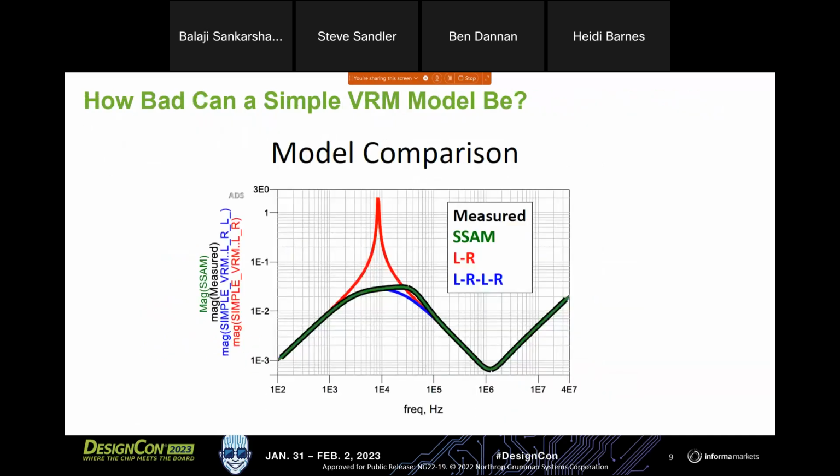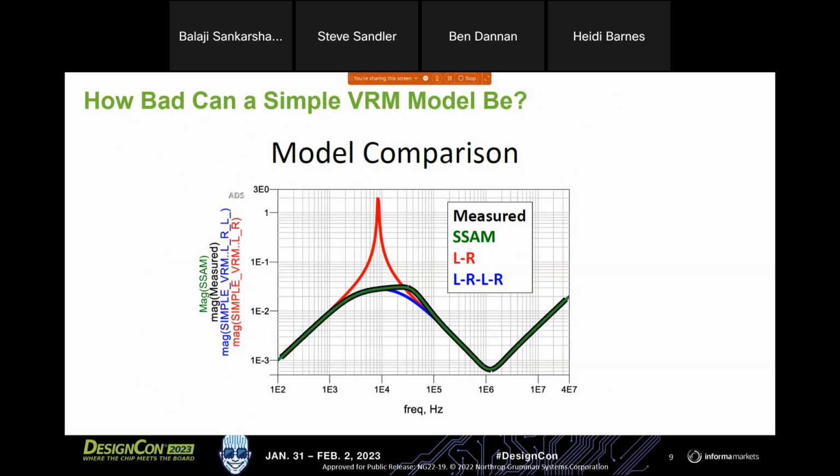And how bad can a simple RL model be? Well, if your voltage regulator output impedance is not, say, a resistor, if it's not a flat impedance versus frequency, then it's not going to match that RL model. And if you try to use an RL model, oftentimes it will interact with your decoupling capacitors and create a resonance that really isn't there. And if you look at the measured data here, the measured data is actually in black. You can't really see it because the state space average model is right on top of it.